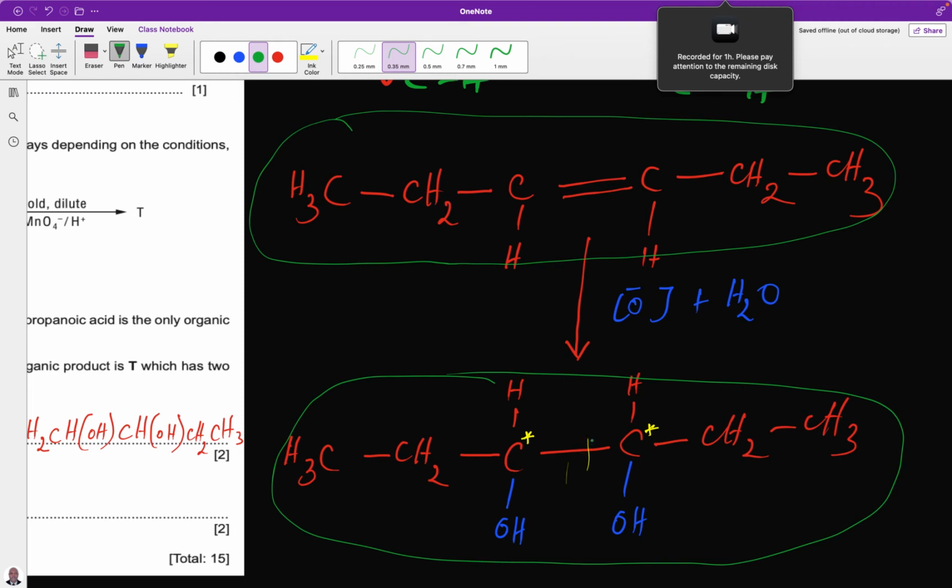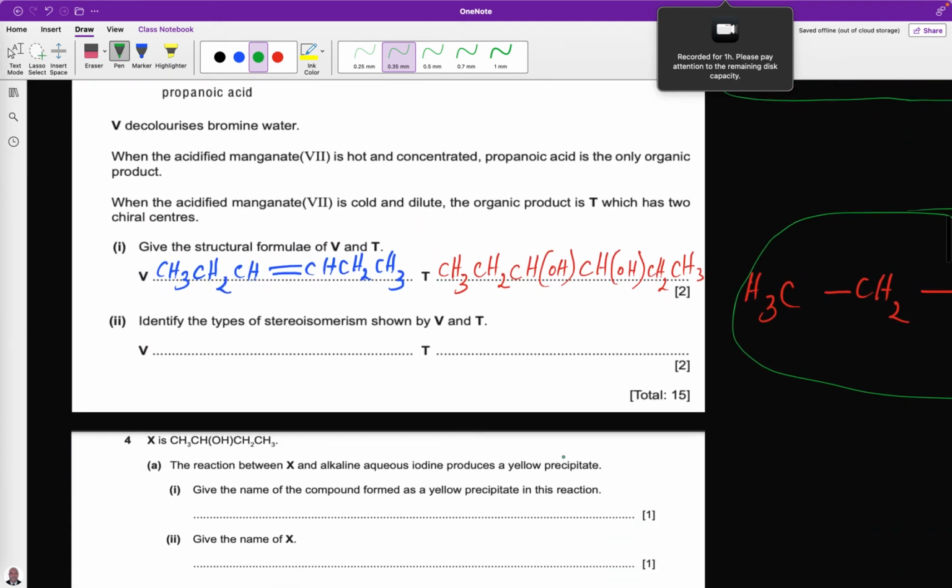The condition for optical isomerism is a molecule that must have a carbon atom with four different groups. Here in T, there is a chiral carbon here, and there's also a chiral carbon here. So T will undergo optical isomerism, while V will undergo geometric isomerism, or what we call cis-trans isomerism. Go to your question paper and write it there like that.